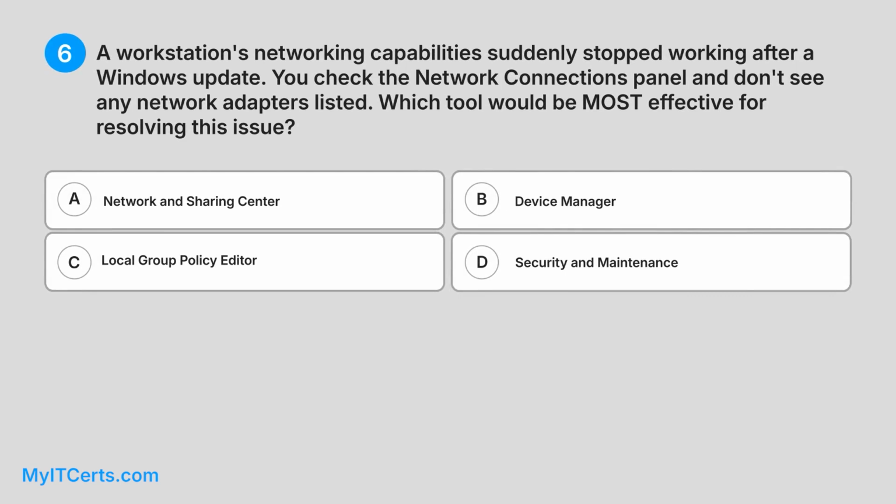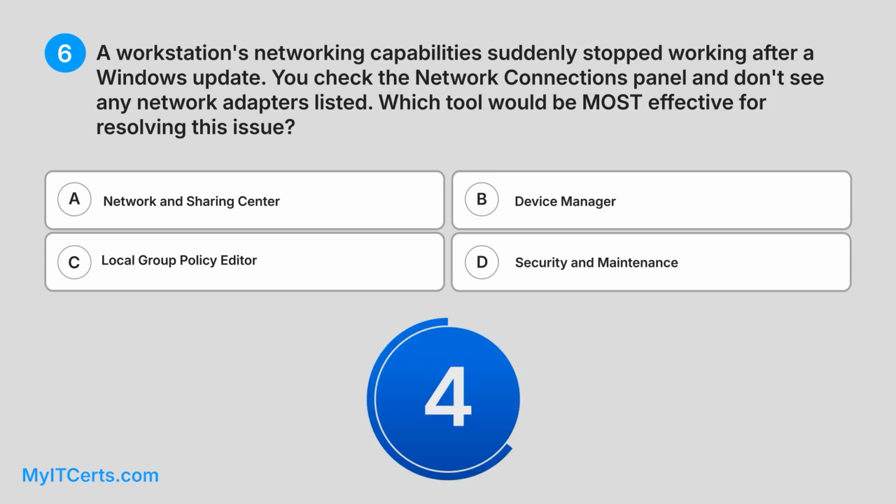6. A workstation's networking capabilities suddenly stopped working after a Windows update. You check the Network Connections panel and don't see any network adapters listed. Which tool would be most effective for resolving this issue? A. Network and Sharing Center. B. Device Manager. C. Local Group Policy Editor. D. Security and Maintenance. What do you think is the answer?